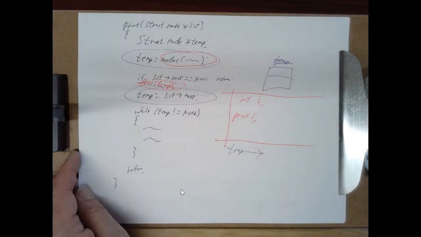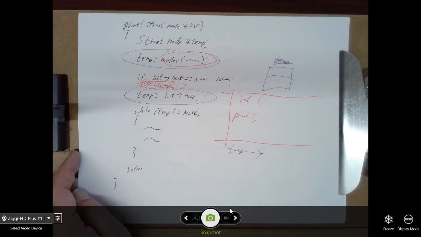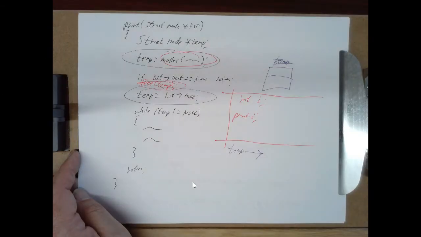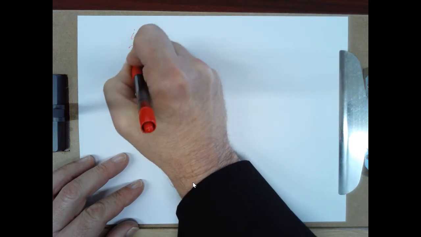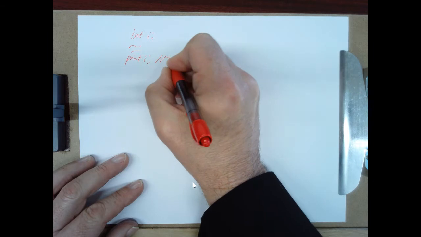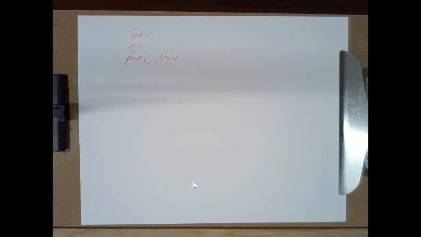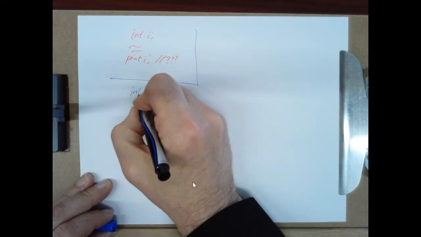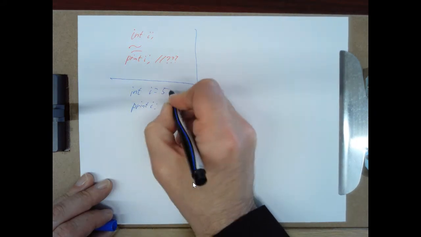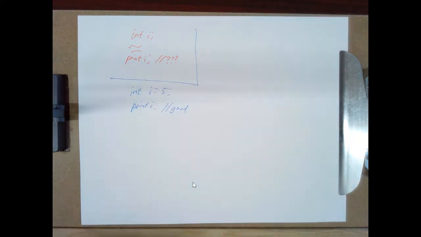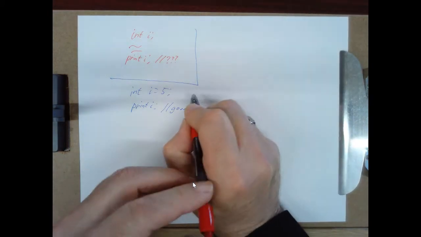Let me do this somewhere else. If I say integer I, and then I say print I, that's going to give me some weird value. It's not what I wanted to do. If I say integer I equals 5, and then I say print I, that's going to work. It's going to print out the value of I. It's going to be 5. But here's what you probably wouldn't do.